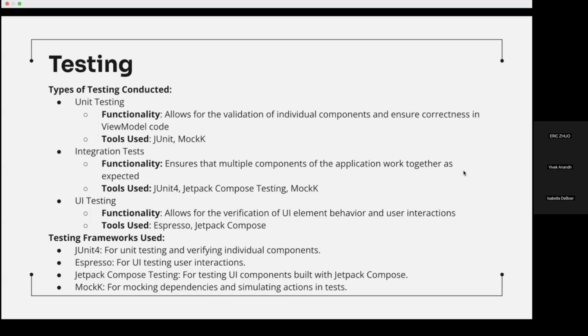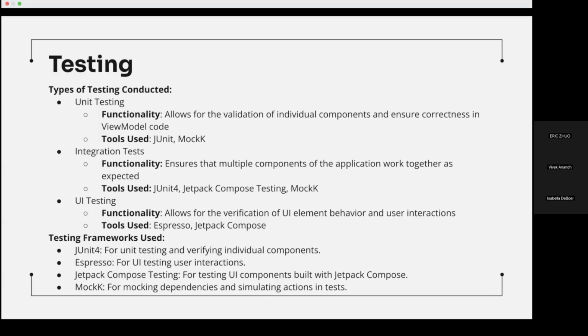So jumping into testing, we had three main types of testing used for this project. First, UI testing, which handled all the UI element behavior and user interactions. We had unit testing to cover all the backend, such as the view model and the database. And then we had integration testing for ensuring that multiple components of the application work together. So for instance, changes in the view model will be reflected on the screen.